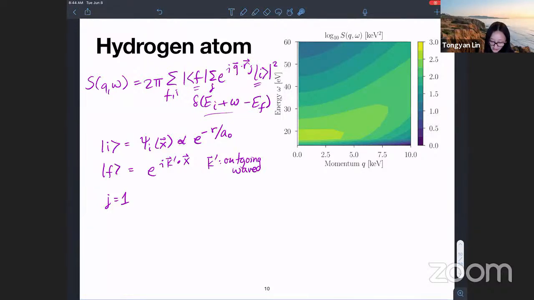this is the log of the dynamic structure factor for hydrogen. Okay, so what we see is that scattering is going to be peaked in the 0 to 5 keV region, so around 5 keV or less. And that justifies what I was saying earlier, that the typical momentum transfer in scattering off of electrons is of order 1 over the Bohr radius, or alpha times m_e, which is about 5 keV.